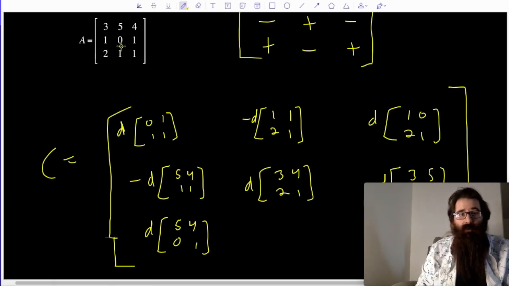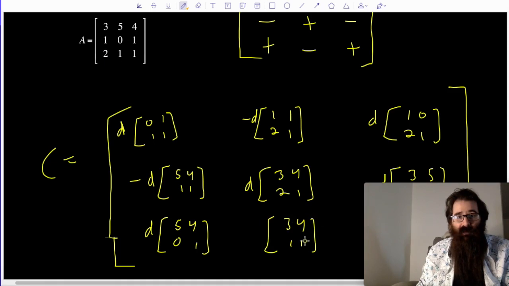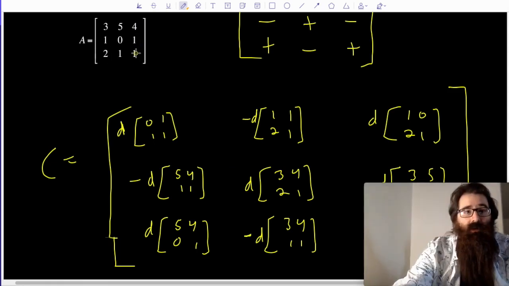Remove that entry's row and column. It leaves me with 3, 4, 1, 1. Find the determinant of that matrix. But I am going to have to flip the sign because of where it is in my checkerboard pattern. And then one more to go. Don't bring out the entry, bottom right corner, but do remove that entry's row and column. It leaves me with the matrix 3, 5, 1, 0.